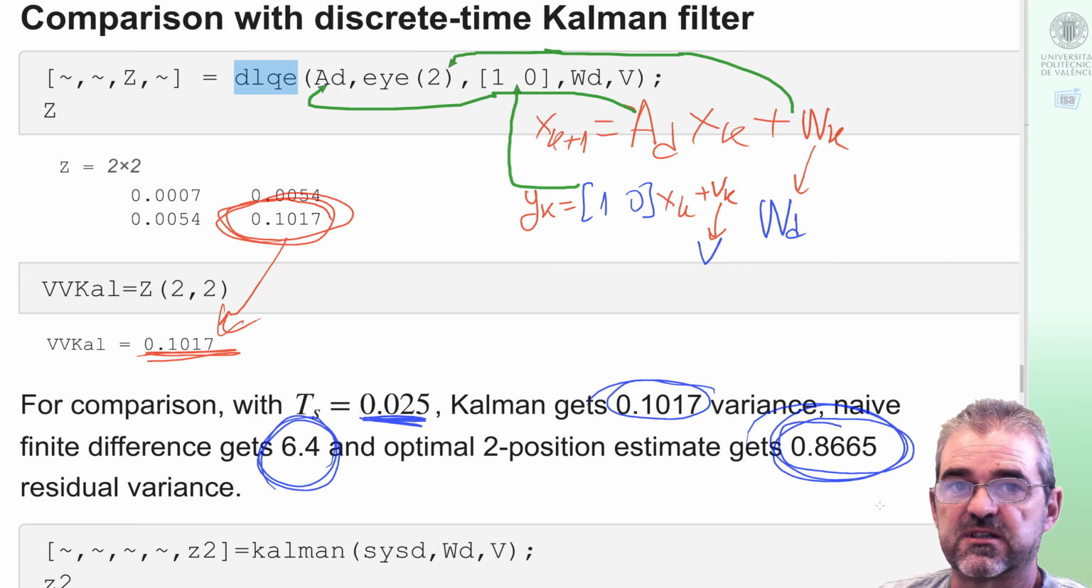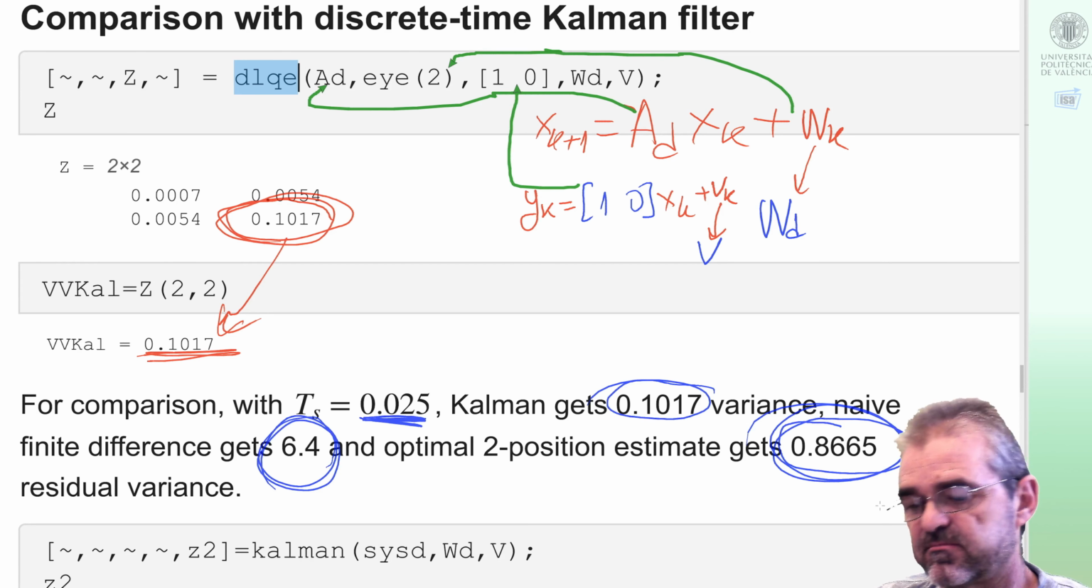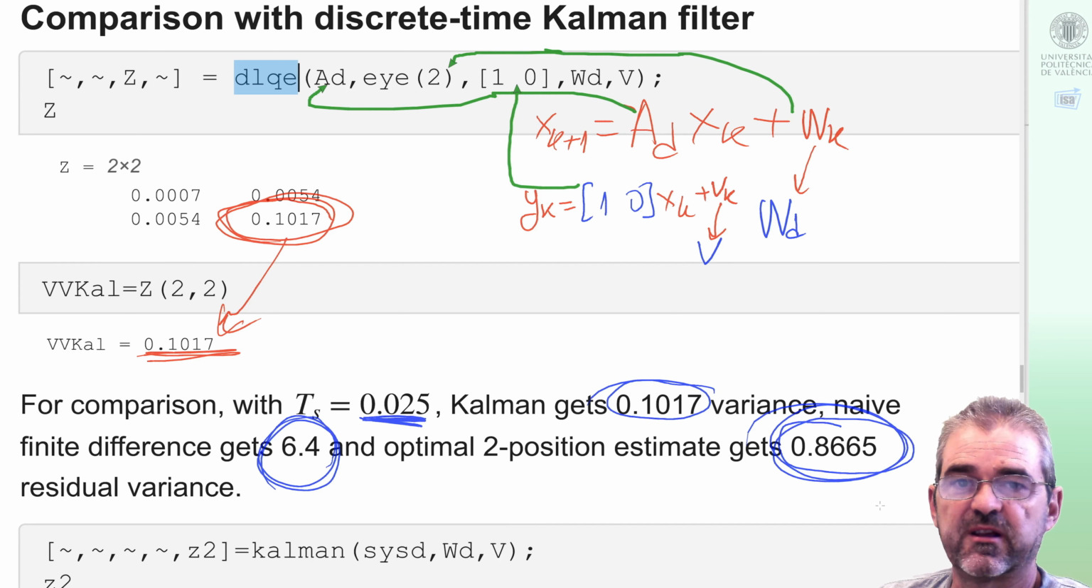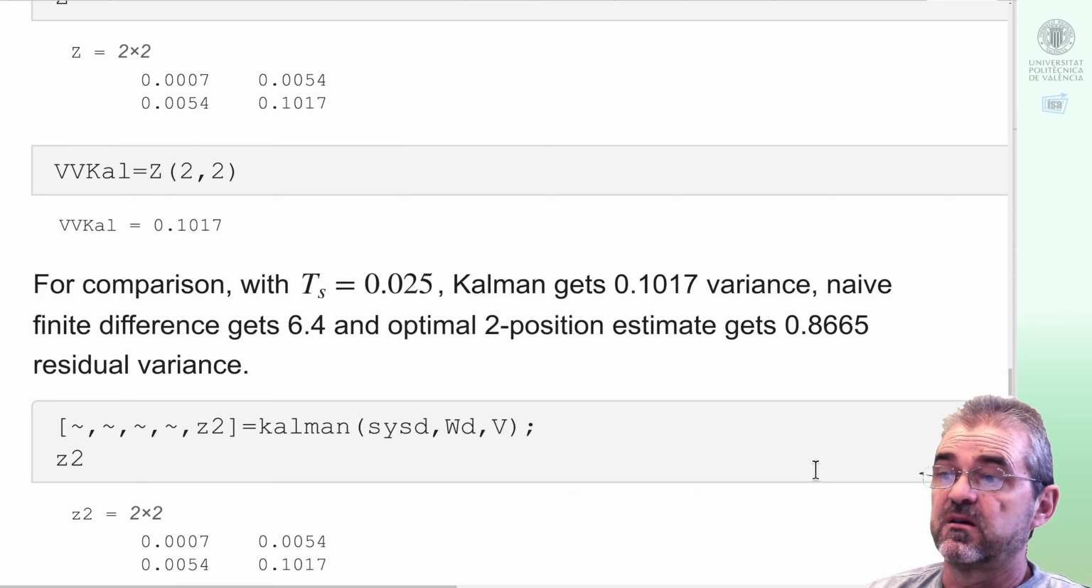Kalman filter is much, much better, and this is why it's the king in state estimation and causal signal processing. Unless you get into modeling errors and the like, but okay, that's not the topic here. The thing is that, under no modeling errors, Kalman filter is just the best by large.